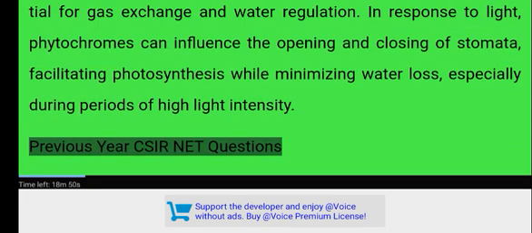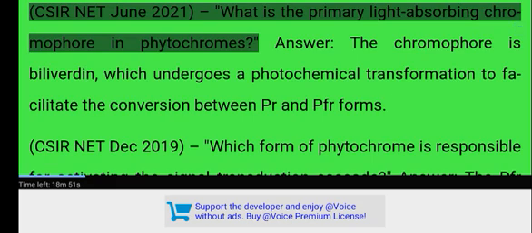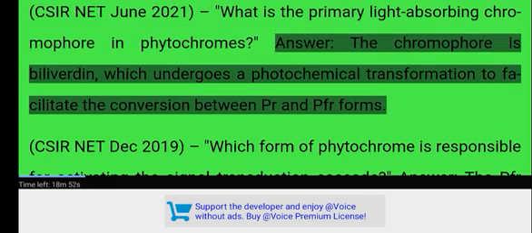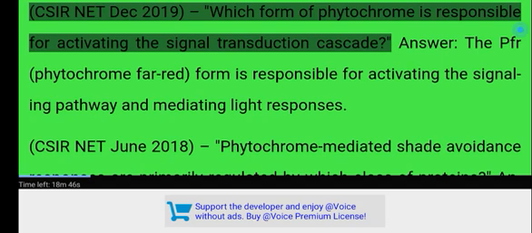Previous year CSIR NET questions. CSIR NET June 2021. What is the primary light-absorbing chromophore in phytochromes? Answer. The chromophore is phytochromobilin, which undergoes a photochemical transformation to facilitate the conversion between Pr and Pfr forms.